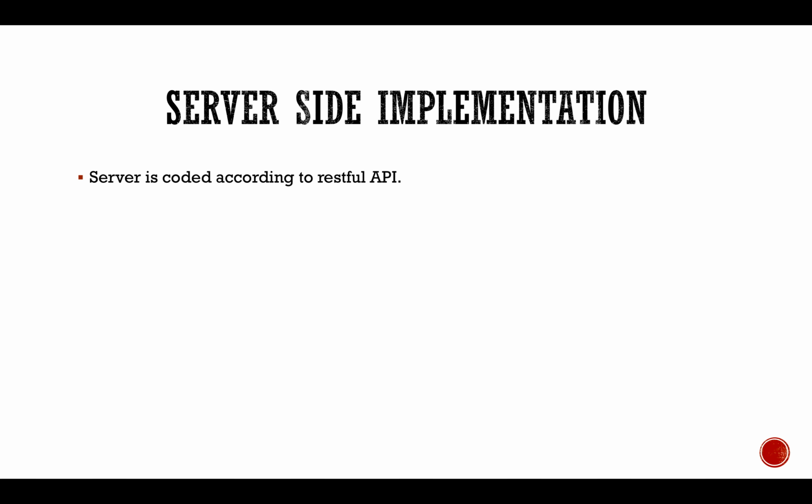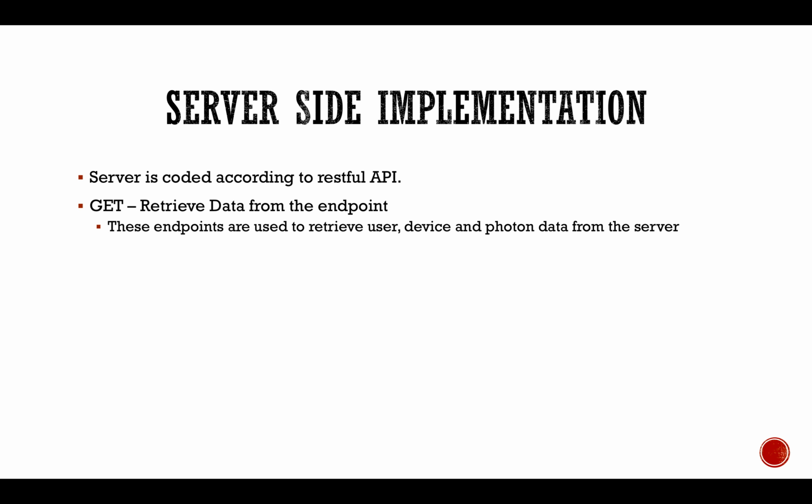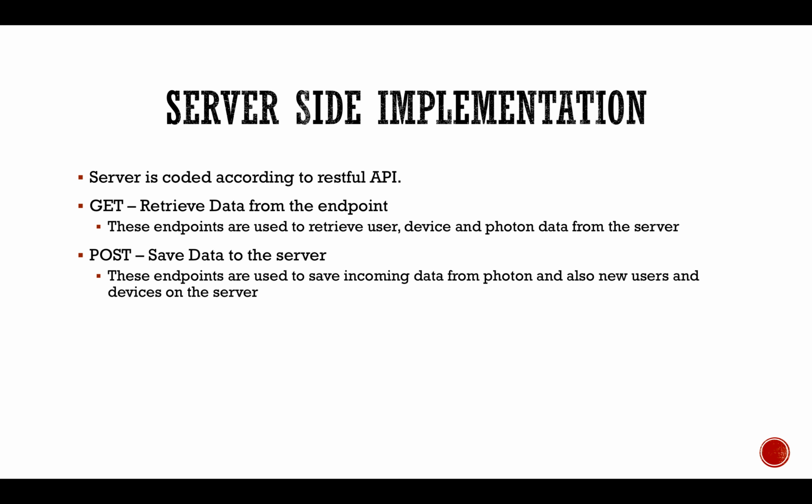For the server-side implementation, we have used RESTful APIs. We have used the CRUD implementation. We have used GET requests to retrieve data from an endpoint. These endpoints are usually used to retrieve user, device and Photon data that has to be shown to the user. Second are the POST endpoints, where we save the incoming data for, let's say, a new user or Photon device or new user information.